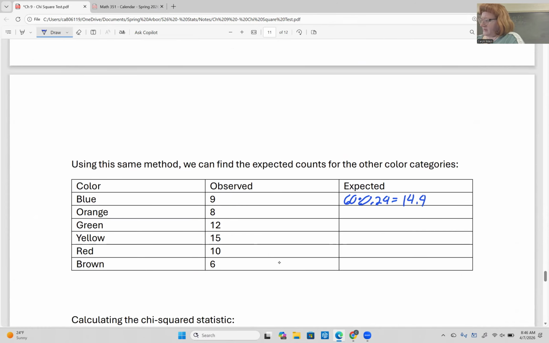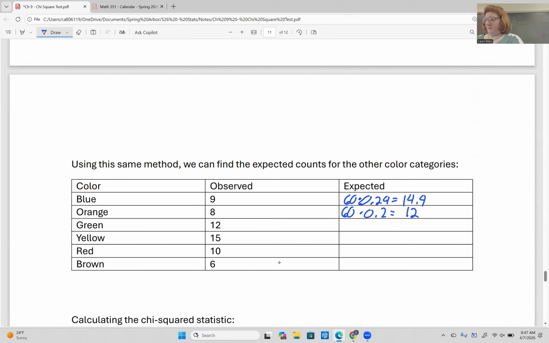Orange. What percent do we expect to be orange? 20%. Yeah, so 60 times 0.2. What is 1/5 of 60? 12. We expect 12 of my 60 M&Ms to be orange.